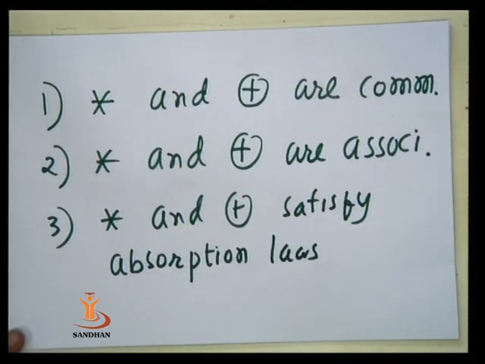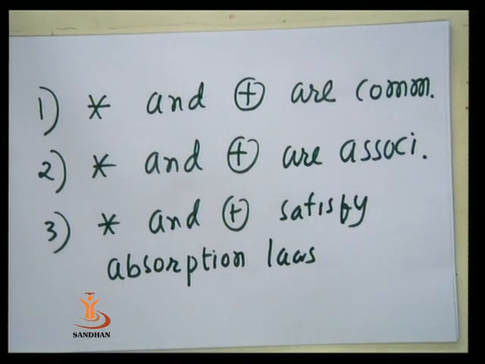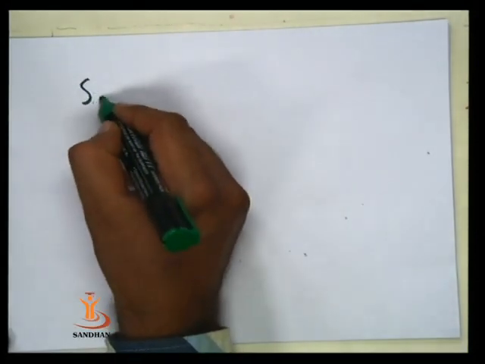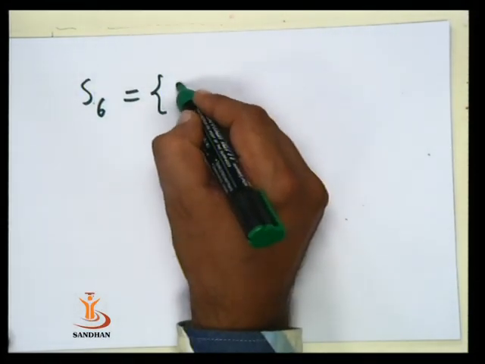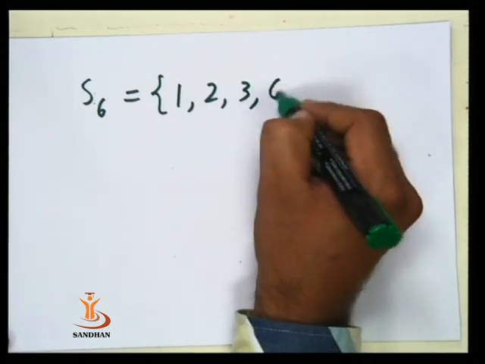Then the set L together with those two operations star and ring sum is said to be a lattice as an algebraic structure. So we can also see some examples of a lattice as an algebraic structure. We can consider here S6, which we have already seen in the previous slide: 1, 2, 3 and 6.